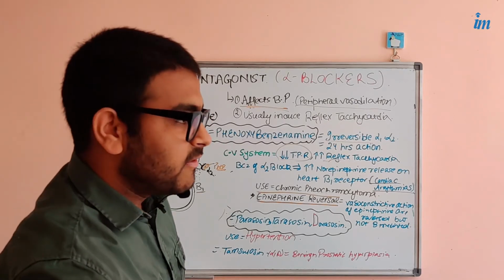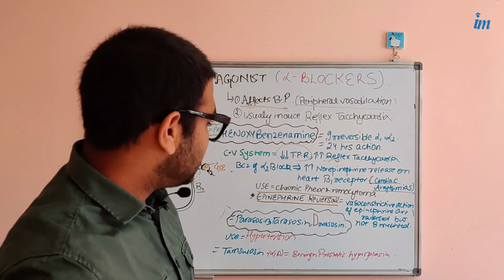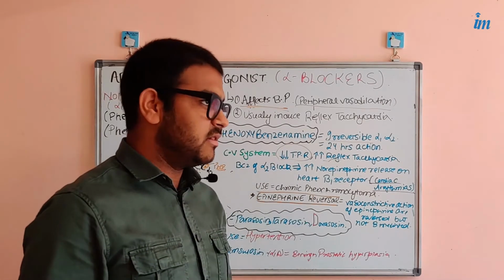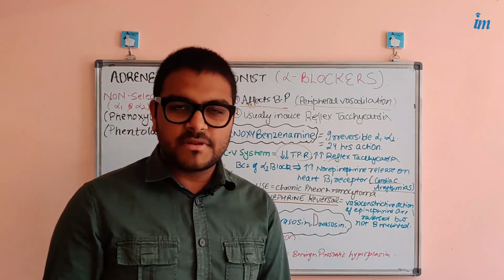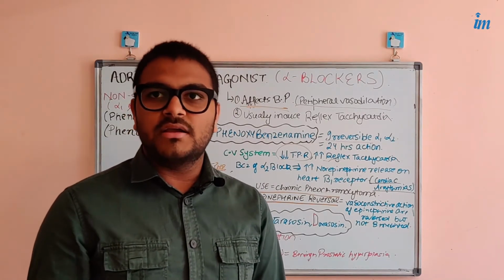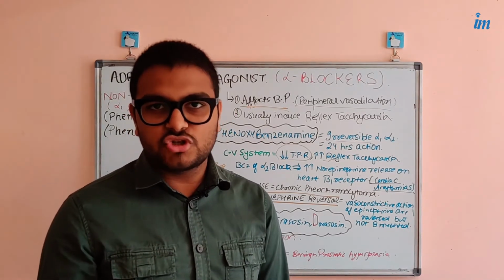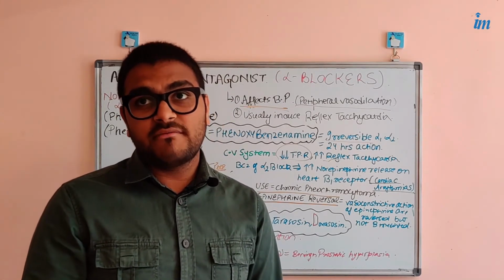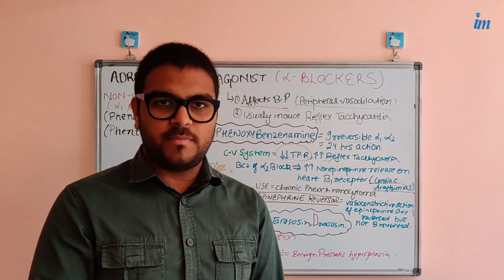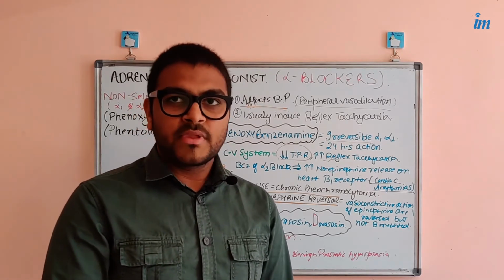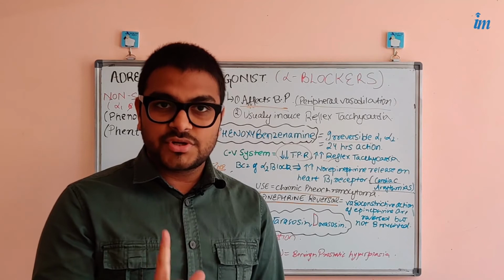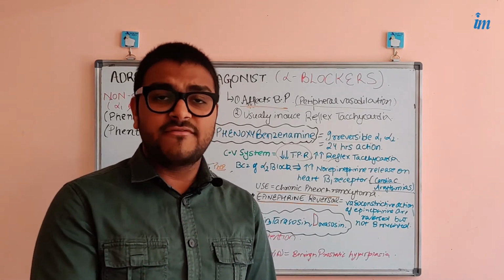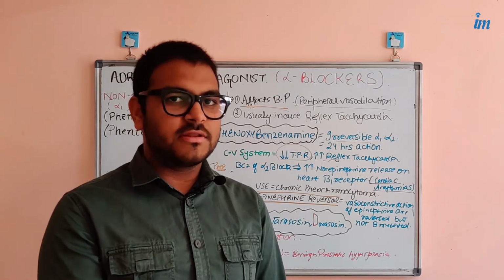Then the most famous use of phenoxybenzamine is epinephrine reversal. For example, a patient came to you in a state of shock, and you gave epinephrine. But by mistake you have given a large dose of epinephrine to your patient, and what has happened now is that there is severe vasoconstriction of the patient's peripheral blood vessels because of the alpha 1 action of epinephrine on the blood vessels.